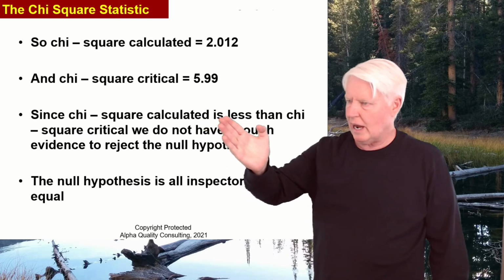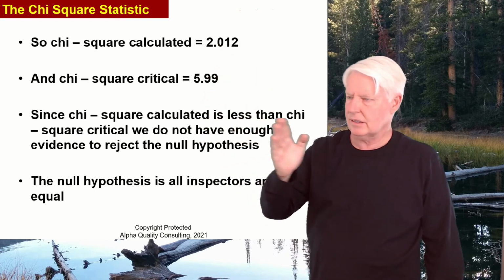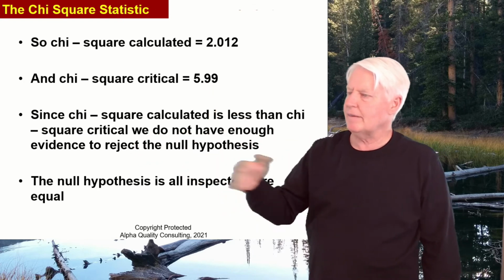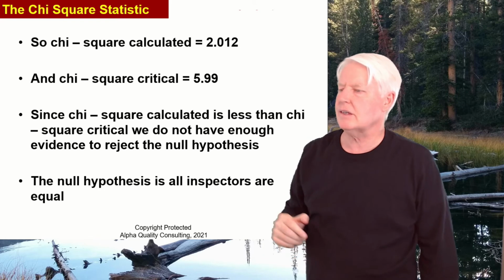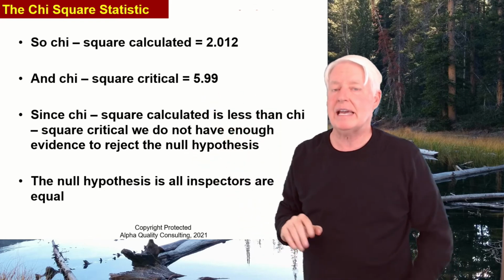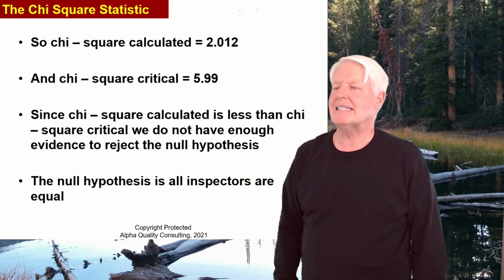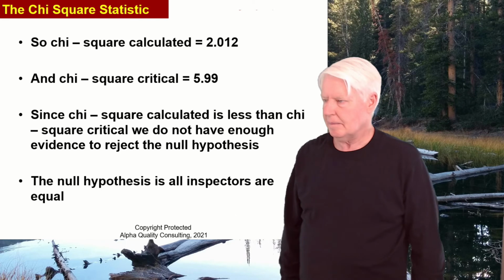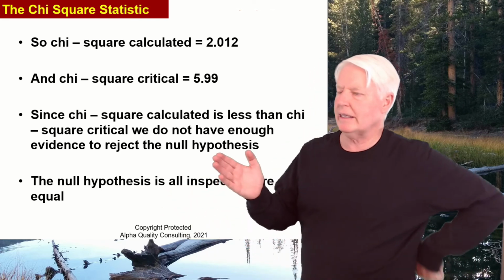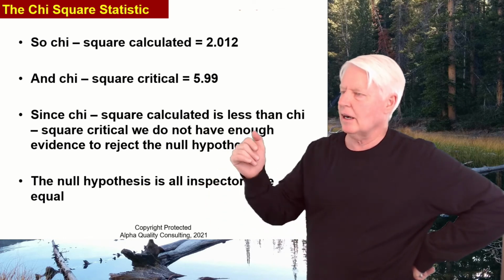Since chi-squared calculated, right there, is less than chi-squared critical from the table, we do not have enough evidence to reject the null hypothesis. In other words, for this problem, we do not have enough evidence to say any of the inspectors are different. They are statistically insignificant. The null hypothesis, all inspectors are equal, and we haven't really got into null hypothesis and alternatives, so even though I talked about it here, I'm not worried about it.